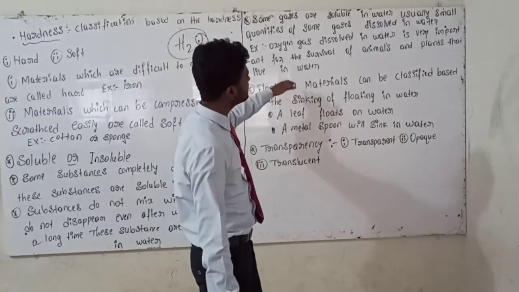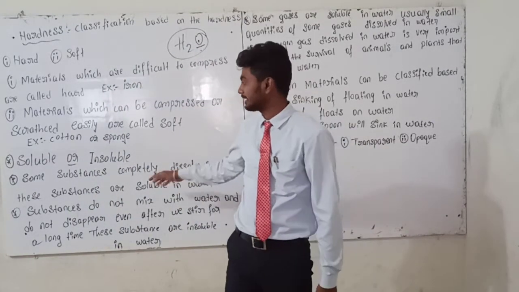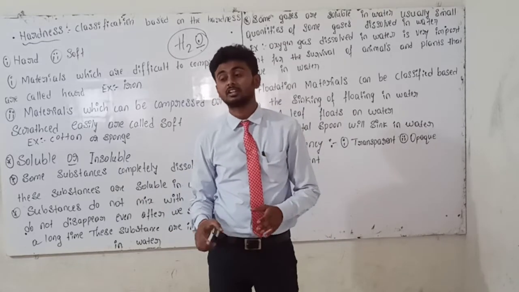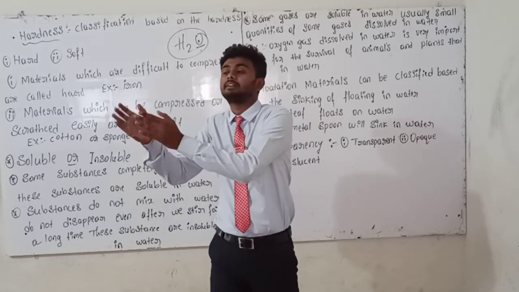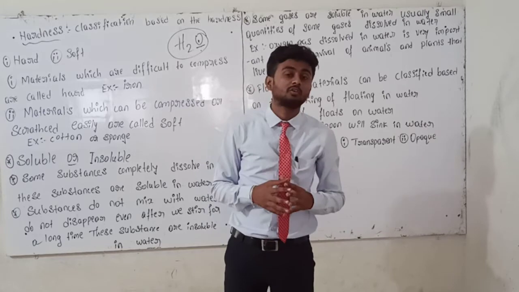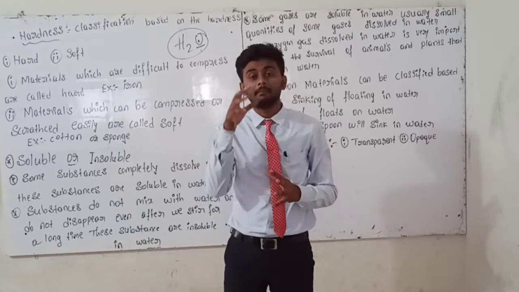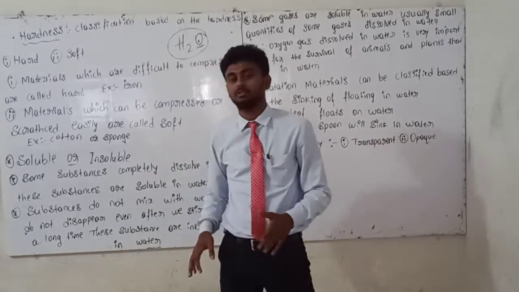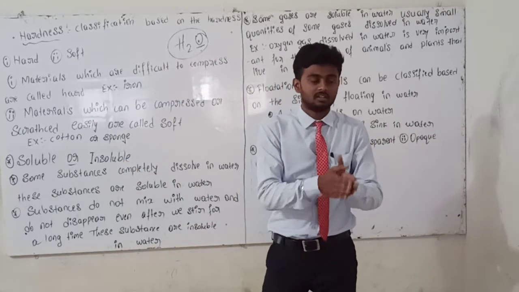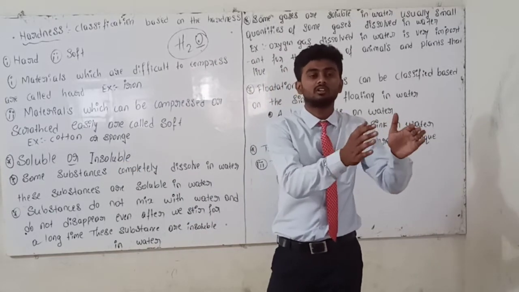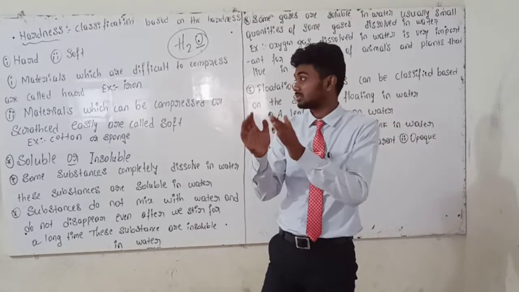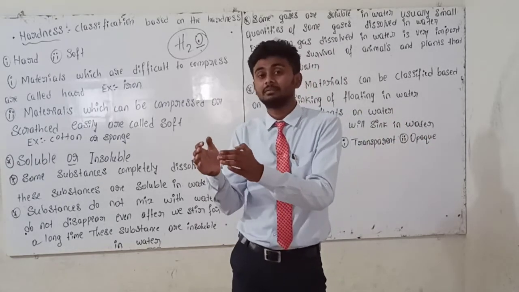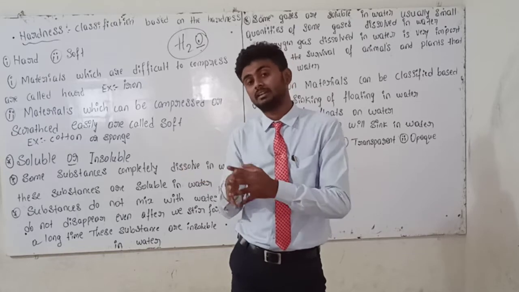Next one is one more character: soluble or insoluble. We are sorting the materials, grouping the materials on the basis of this character also. These are soluble materials: salt, sugar. The stone and the iron piece are insoluble materials.